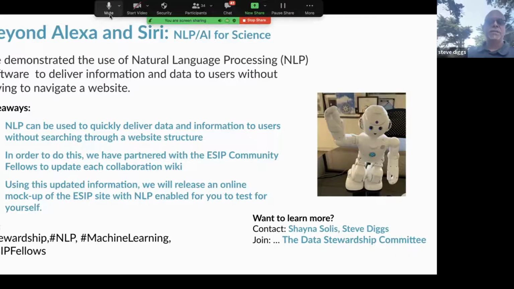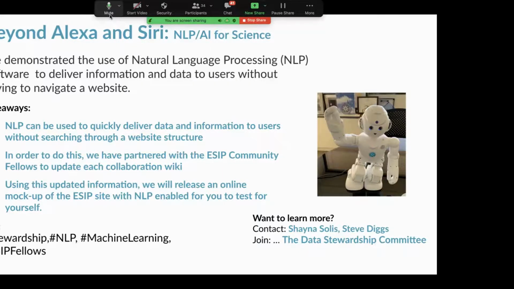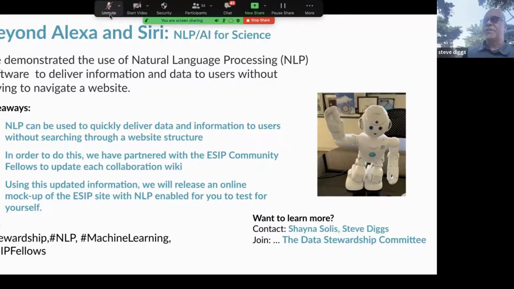Anyway, so we challenged the collaboration areas through the ESIP fellows to update that information. And we'll be showing that information really soon. If you're interested in joining us, join the data stewardship call on the Mondays of each month, second Monday of each month. Thank you.